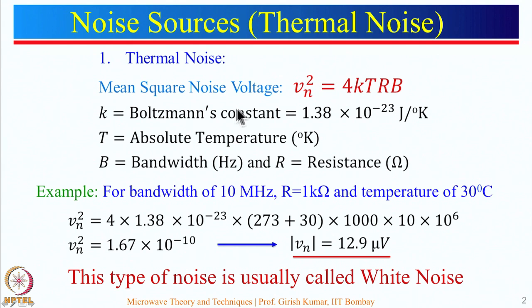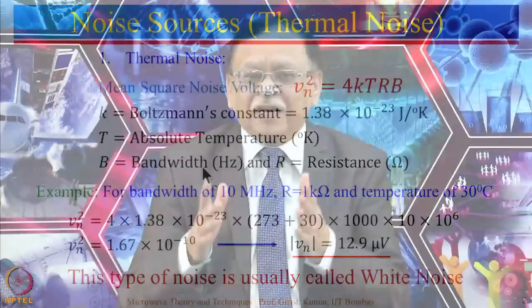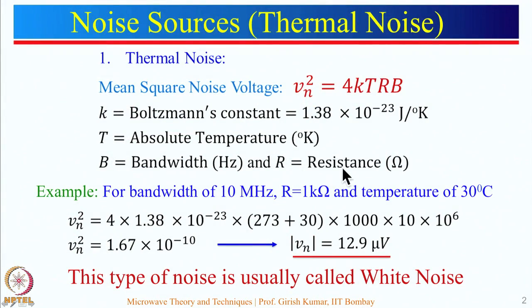What is k? k is the Boltzmann constant. The value is 1.38 into 10 to the power minus 23 joules per degree Kelvin. What is T? T is the absolute temperature in Kelvin. This is equal to 273 plus the temperature in centigrade. B is the bandwidth over which that particular receiver is operating, and R is the resistance value.